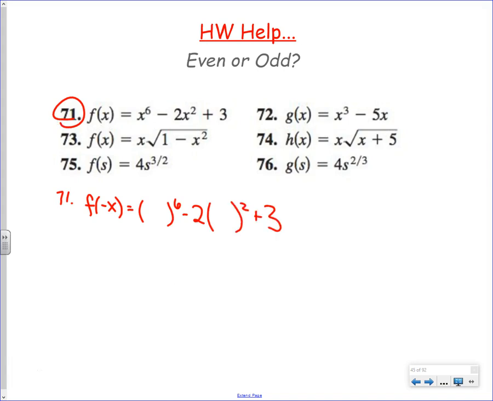For those of you that are still trying to polish or master the function notation, it's been a struggle. Remember, we use the formula: something to the 6 minus 2 times something squared plus 3. But what's going in instead of x this time? Okay, a minute. So plug in negative x. Simplify.